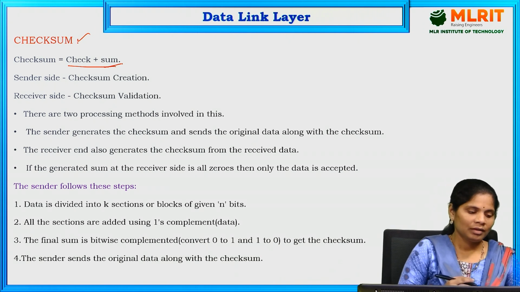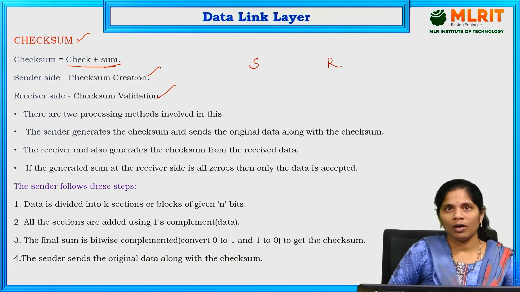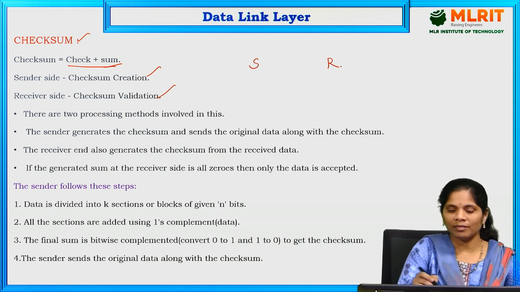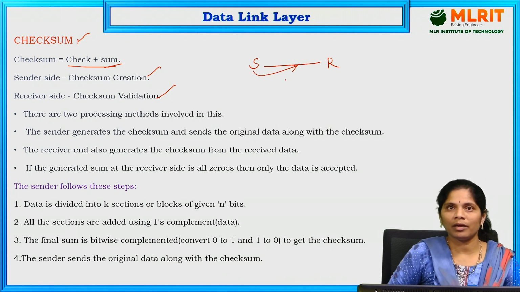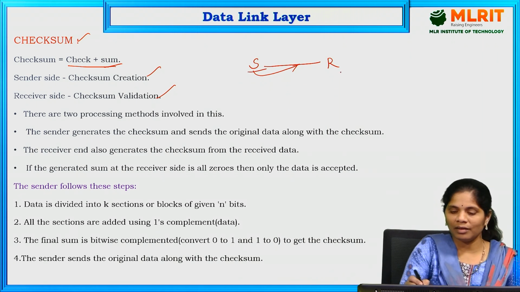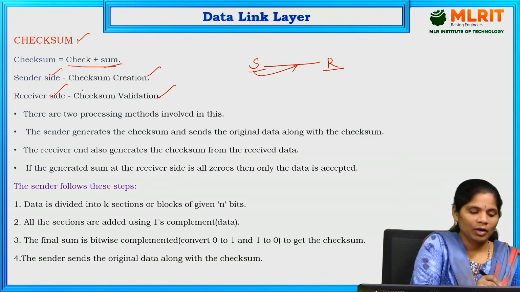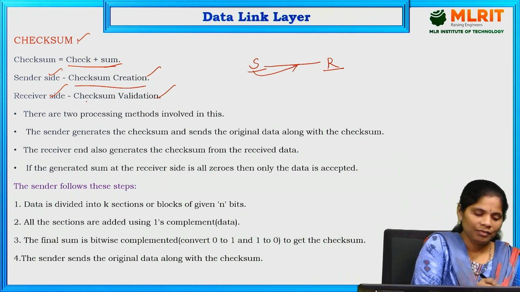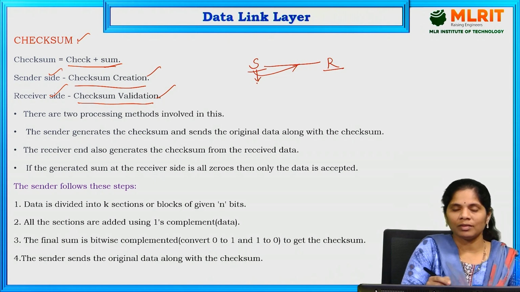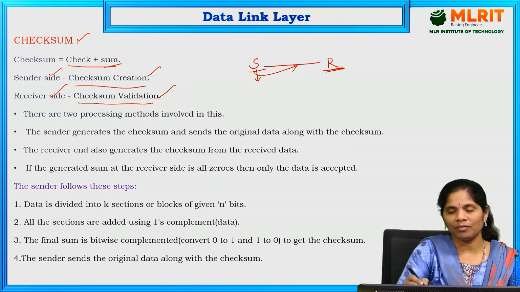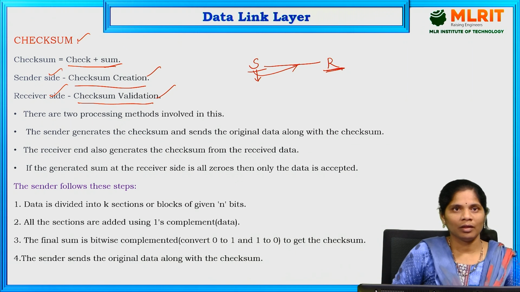In this, there is a sender side and a receiver side. Error detection happens between the sender and the receiver, because when the data is sent from the sender to the receiver, that is when errors can happen. On the sender side, we do the checksum creation, and on the receiver side, we do the checksum validation. The sender sends the original data along with the redundancy bits, and the receiver validates whether the data it received is correct or not.